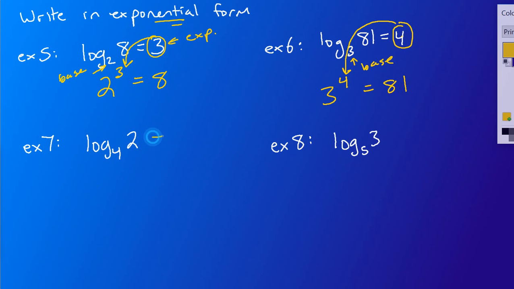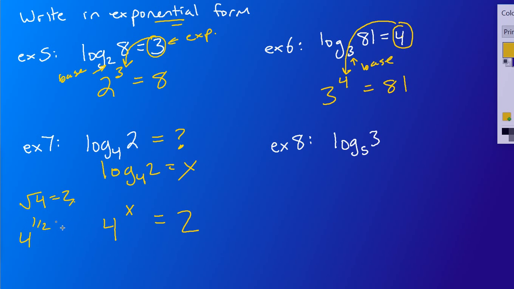So right here, this one's not solved. What does this equal? Well, I don't know. Let's just put an x there for now, and we'll figure out what that should be later. So my base is 4, so 4 to the x should equal 2. And now I might wonder, well, what could that x be? 4 to something equals 2. I might think, well, square root of 4 is 2, or 4 to the 1/2 is 2. So I can write log base 4 of 2 equals 1/2 to finish that.